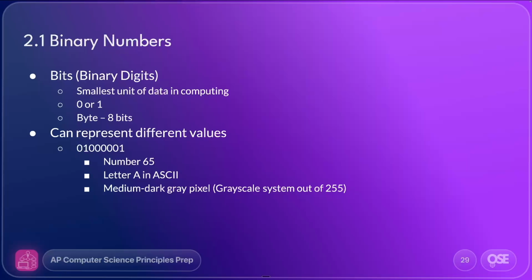Now let's actually talk about bits. Let's talk a bit about bits. It's the smallest unit of data in computing. It can be either 0 or 1. Also, another unit you have to know is a byte, which has 8 bits.